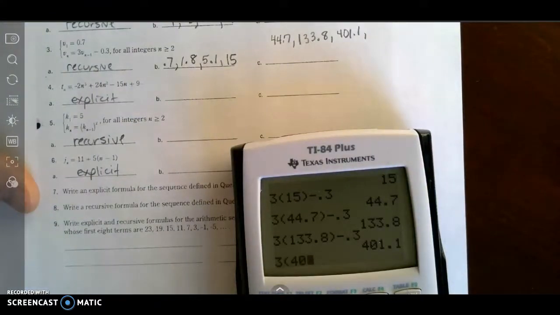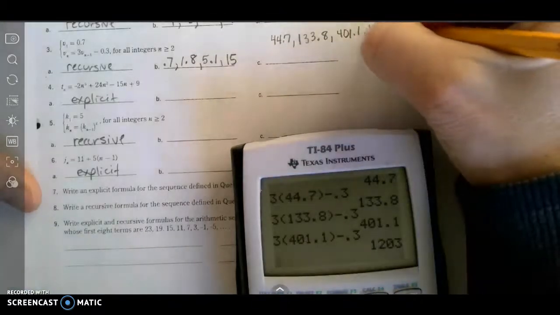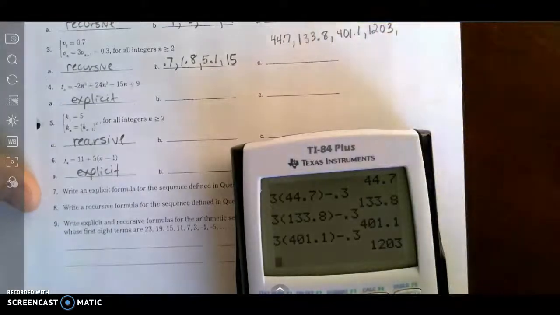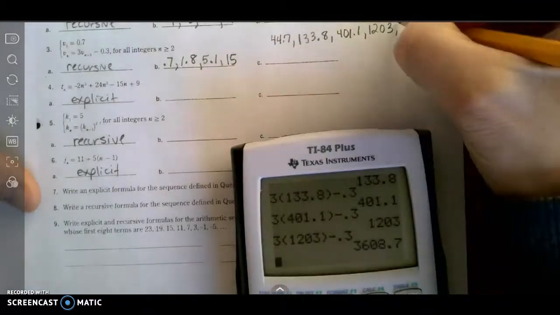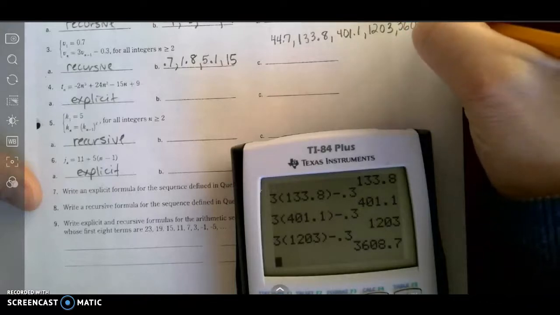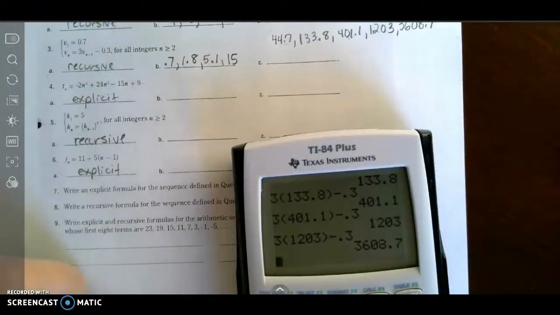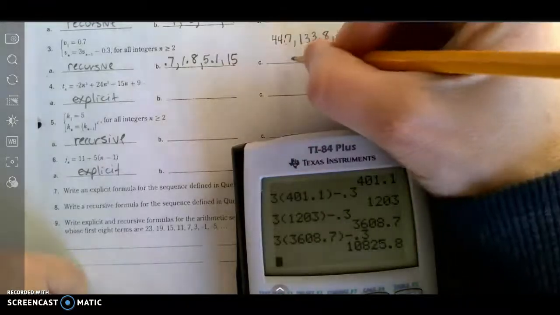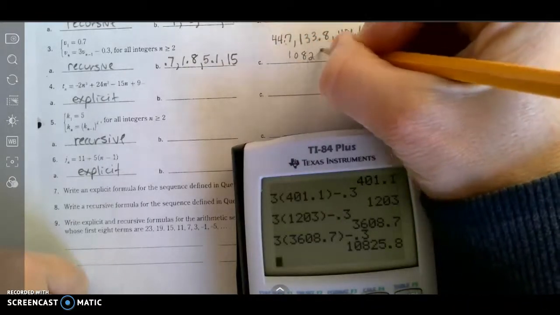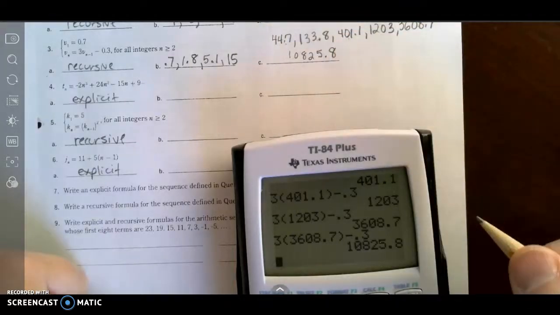3 times 401.1 minus 0.3, and I get 1,203. I'm going to take 3 times 1,203, subtract 0.3, and I get 3,608.7. See, 4, 5, 6, 7, 8, 9. This next one is my 10th term. 3 times 3,608.7, subtract 0.3, and I get 10,825.8.